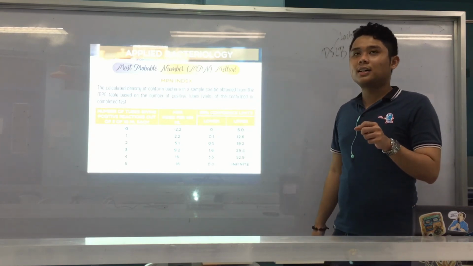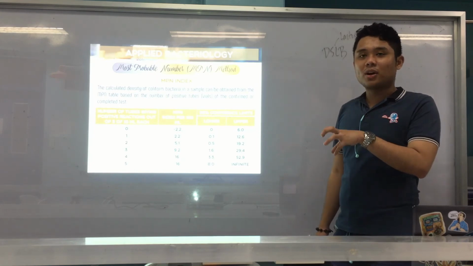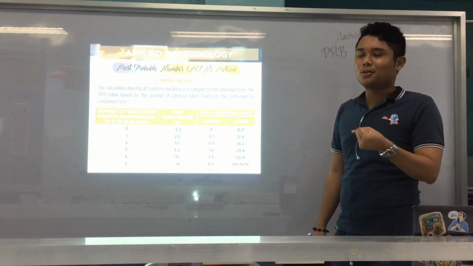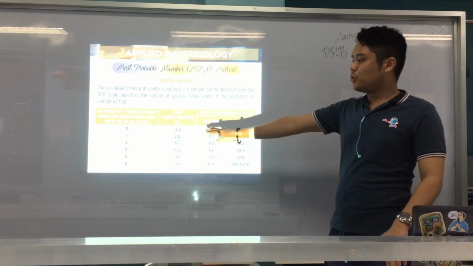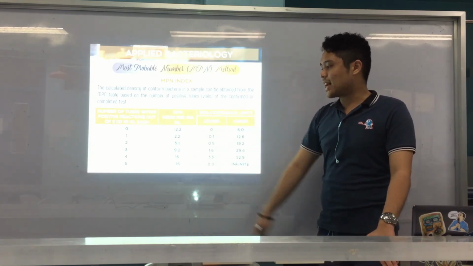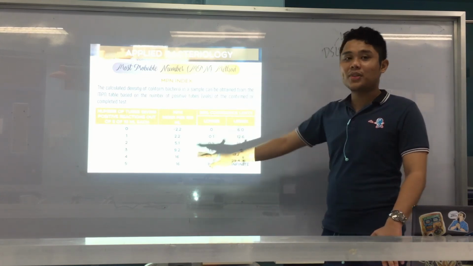I'm not sure what its unit is, but 2.2 is the MPN, so that is the density of the bacteria here. Alright, so less than 2.2 per 100 ml. Alright, 1 is 2.2, 2 is 5.1, 3 is 9.2, and 4 is 16. If 5 turn positive, greater than 16.